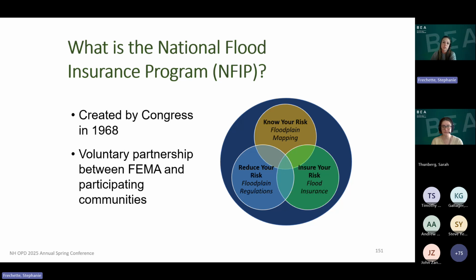As I said, approximately 94% of communities in New Hampshire are actively participating in this program. Every state has a coordinating office that works closely with FEMA, and in New Hampshire, it is the Office of Planning and Development, which is Sarah and myself, to coordinate the program and implement it at the local level.